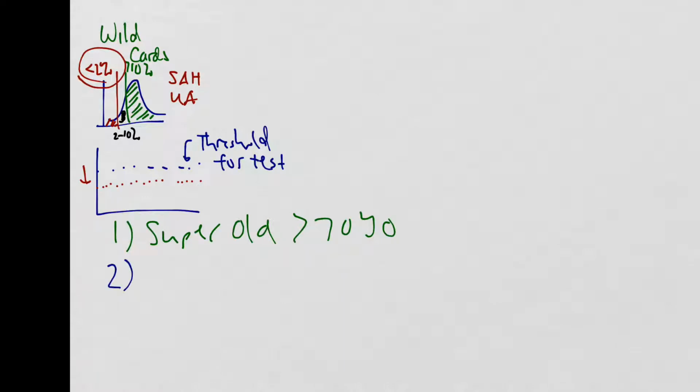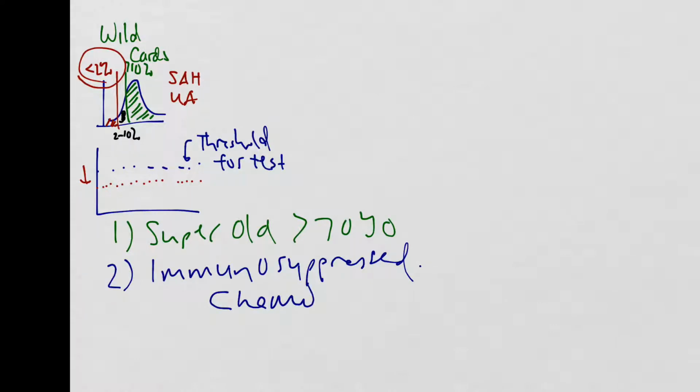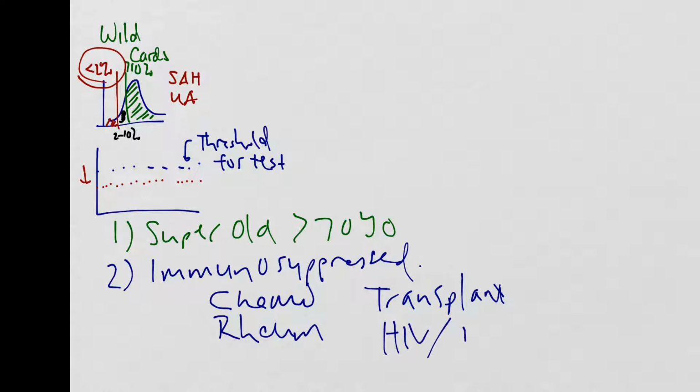The second group of patients I always look out for are immunosuppressed patients. Examples of these patients are chemo patients who may have gotten therapy 1 week ago and potentially are at their nadir now, so as a result could be neutropenic. Patients that are on different medications that suppress their immune system. Transplant patients. And finally, patients that have HIV or AIDS.